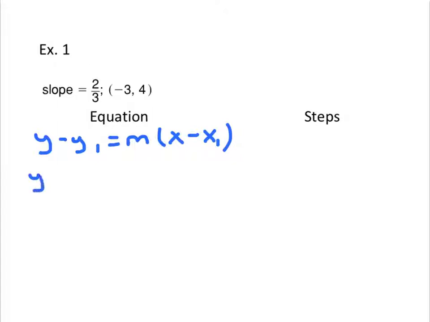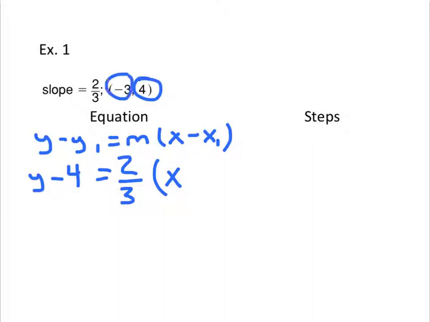So I'm going to have y minus my y1, which was 4, so y minus 4 equals my slope, which is 2/3 times x minus my x1, which is -3. So if I subtract a -3, I'm really going to be adding 3. So y minus 4 equals 2/3 x plus 3.